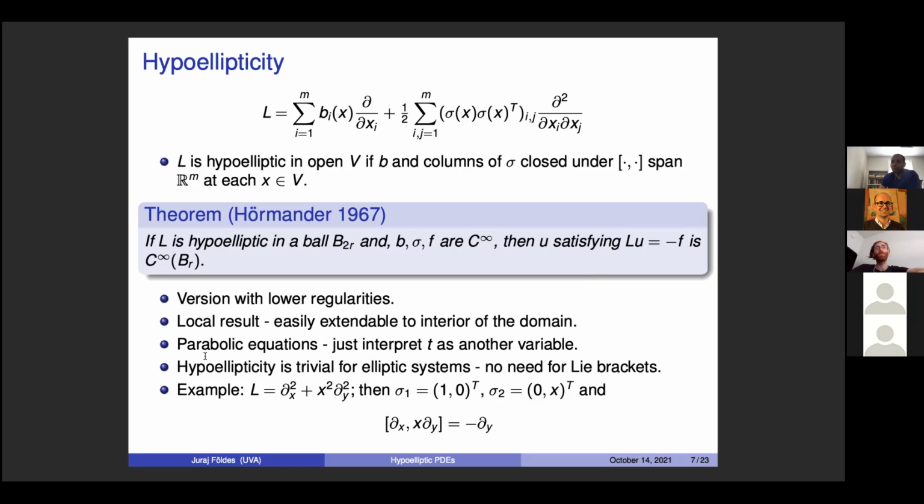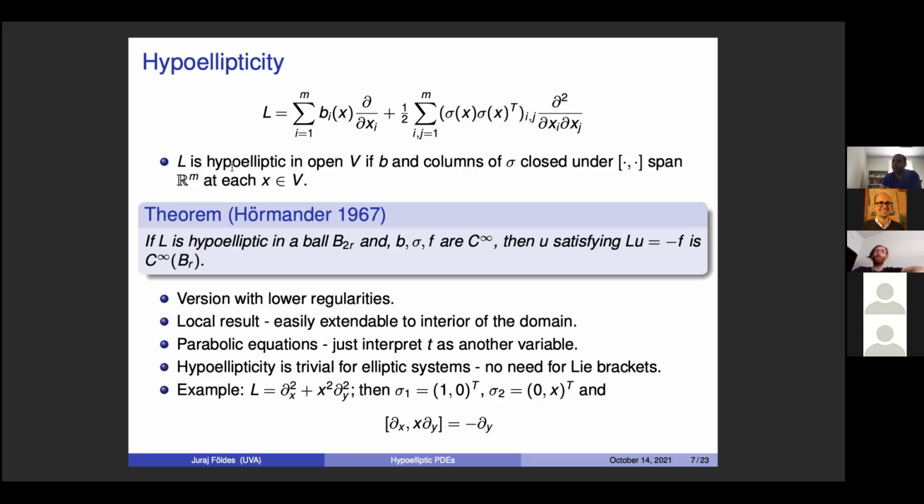There is a version for parabolic equations, of course, because you can interpret time as another space variable. I'm not assuming that this whole problem is elliptic, so I can assume that my time variable is just part of the drift. There's a little question because t does not satisfy really the same boundary condition as the other ones, but nevertheless, there's a version of this Hörmander theorem for that case as well.